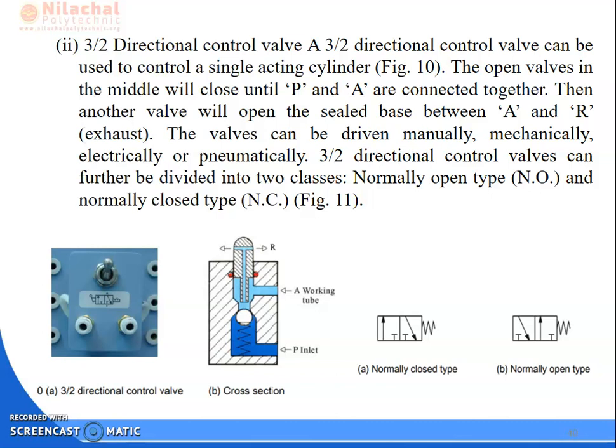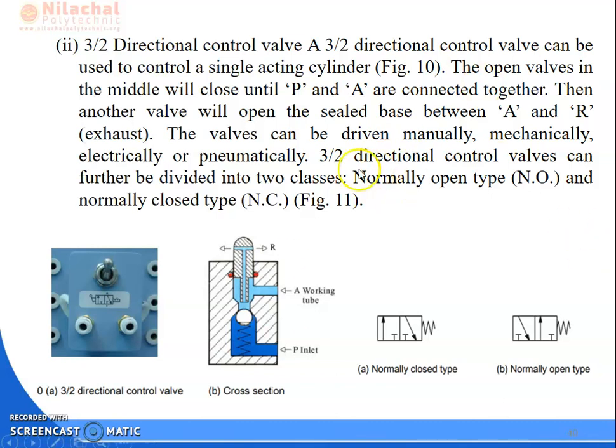A 3 by 2 directional control valve can be used for a single acting cylinder. 3 by 2 means 3 ports. What are the 3 ports? P is the supply port, A is the working port, and the other port is the exhaust port, E. In one valve type, it is closed until P and A are connected.